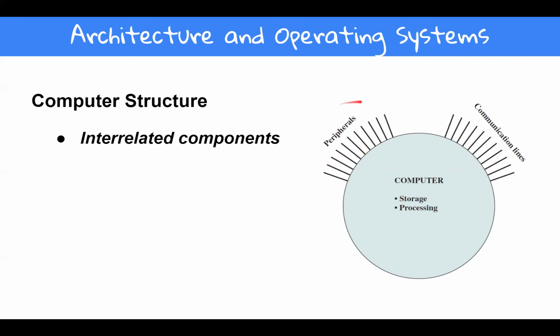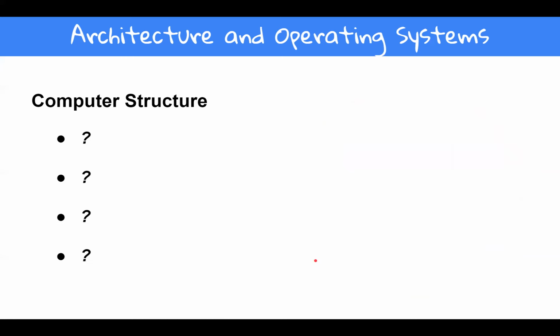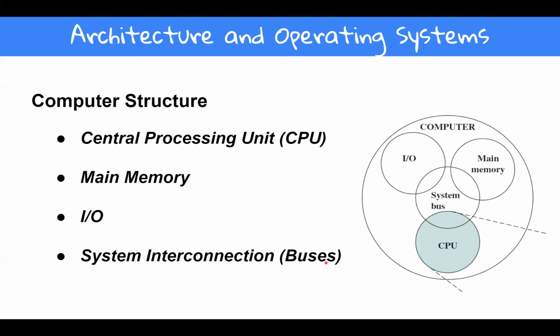But we've got loads of peripheral components like keyboard, like a scanner, like printer, communication lines. So as you see, these are the four main components, interrelated components of the machine, and we call it computer structure. We will discuss that in more detail shortly. So, computer structure.